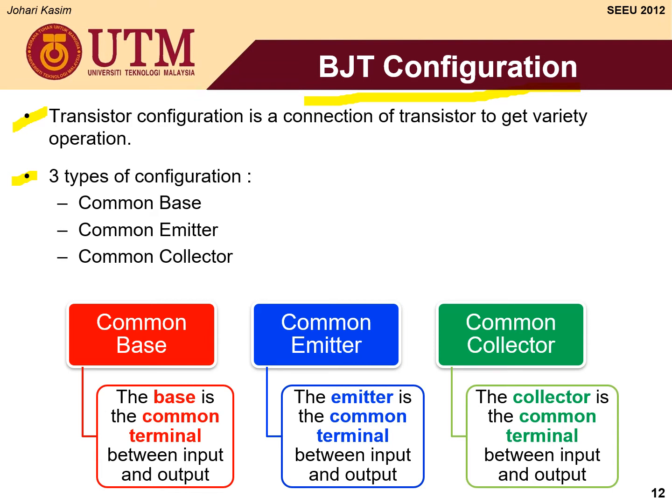Basically, a transistor has three terminals: collector, base, and emitter. If the base is the common terminal between input and output of the circuit, this is called common base. Same as, if the emitter is the common terminal between input and output, we call it common emitter, and the same for common collector. In this chapter, we will focus more on common emitter.